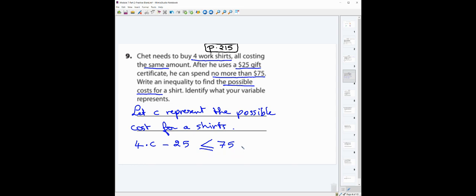And here we have set up our inequality for this problem. Now pause, read the problem again, and make sure you understand how we came up with this inequality, and we will practice some more problems in class.